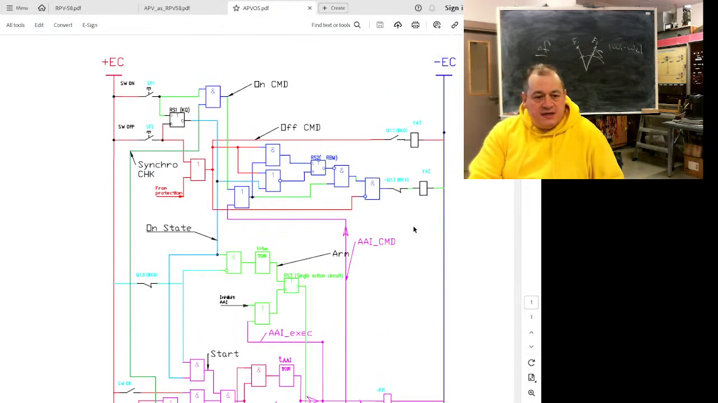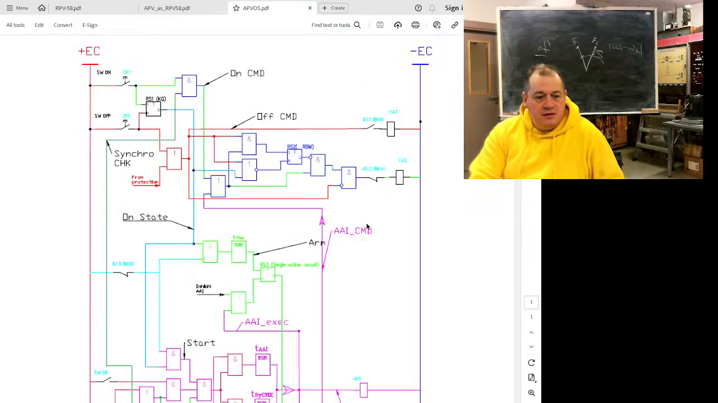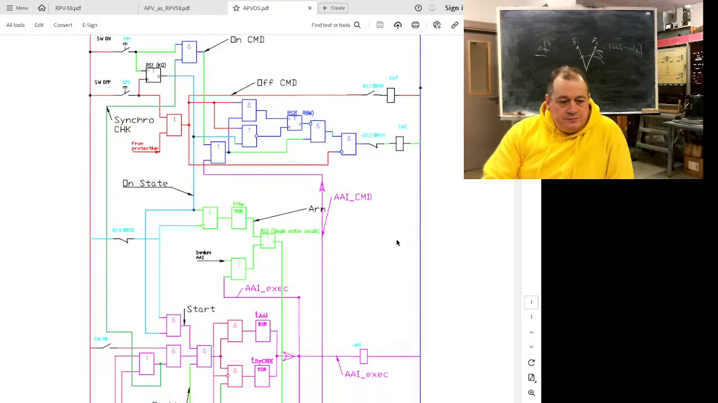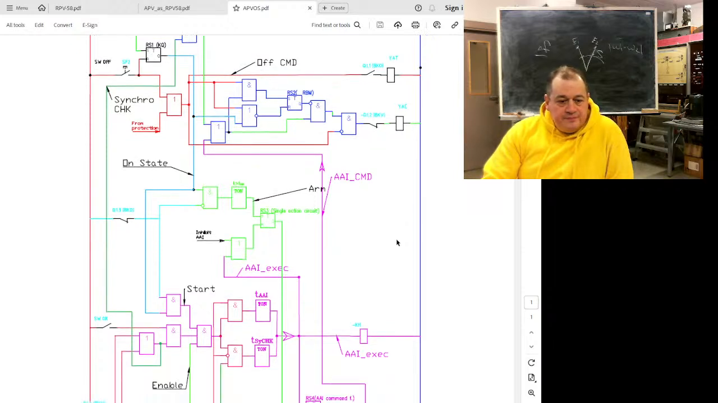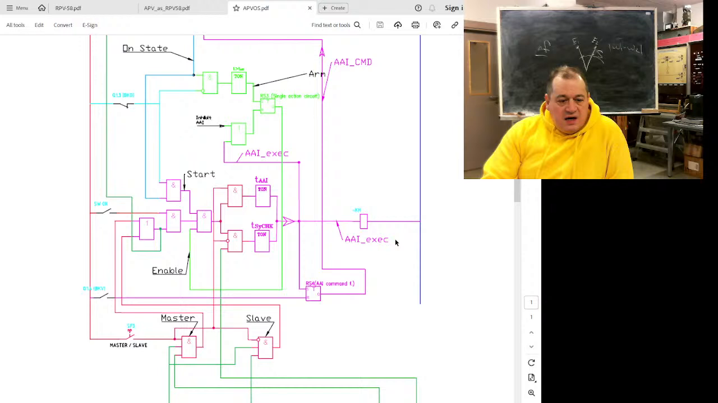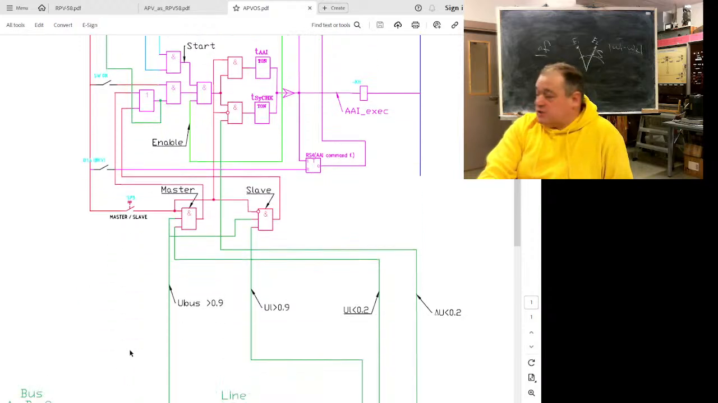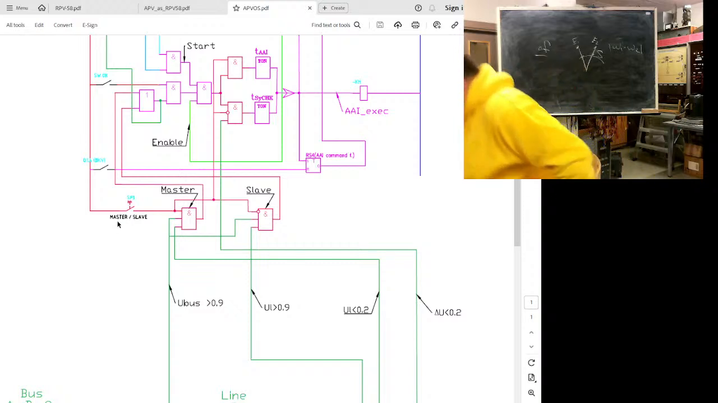Auto reclosing logic with synchro control. Real logic with synchro control. What's the idea? This reclosing logic, first, has a master-slave switch. What's the idea?